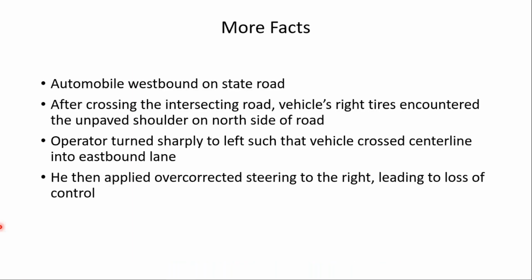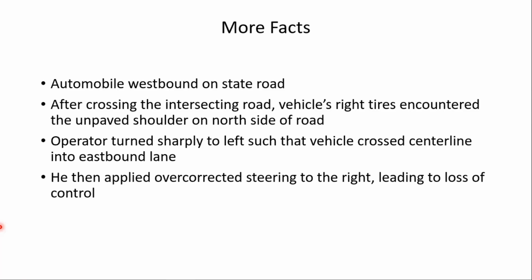Some more facts. The automobile was westbound on the state road, and after it crossed the intersecting road, the vehicle's right tires encountered the unpaved shoulder on the north side of the road. And so when it went off the paved surface into the stone on the north side of the road, the driver steered sharply to the left to try to get back onto the pavement.